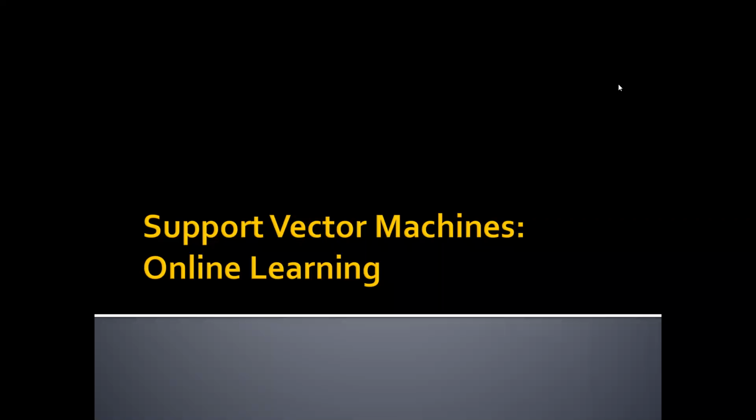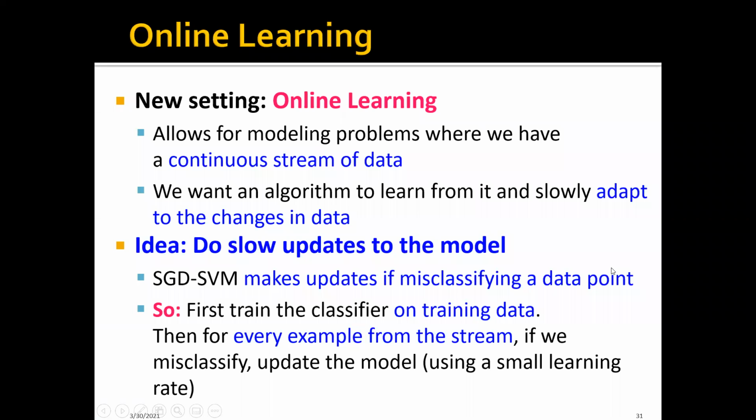Next, let's talk about an interesting application of SGD SVM, and it's about online learning. So what is online learning? Online learning is actually a new setting which allows for modeling problems where we have a continuous stream of data, and we want an algorithm to learn from it and slowly adapt to the changes in data. And the idea is to do slow updates to the model.